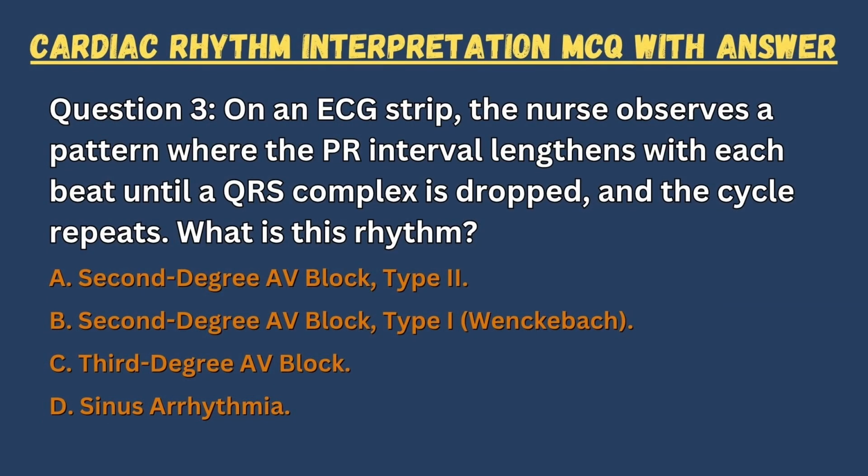Question 3. On an ECG strip, the nurse observes a pattern where the PR interval lengthens with each beat until a QRS complex is dropped and the cycle repeats. What is this rhythm? A. Second degree AV block, type 2. B. Second degree AV block, type 1 Wenckebach. C. Third degree AV block. D. Sinus arrhythmia.